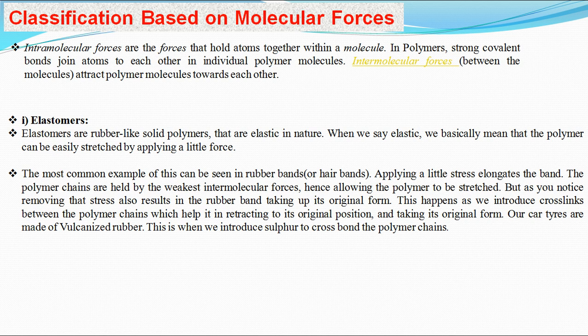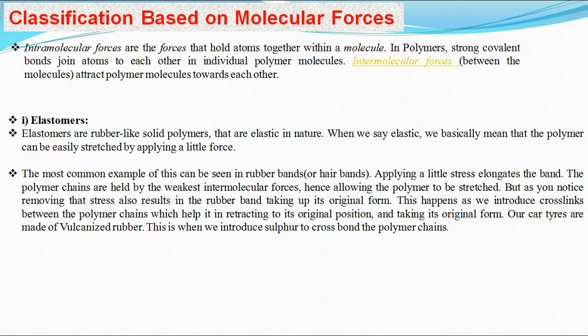The first one is elastomers. Elastomers are rubber-like solid polymers that are elastic in nature. When we say elastic, we basically mean that the polymers can be easily stretched by applying a little force. The most common example is a rubber band, where applying a little stress elongates the band.